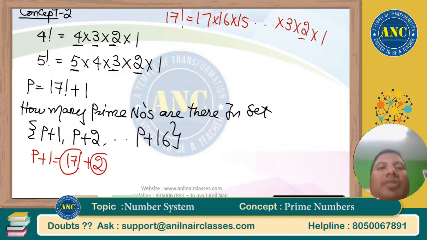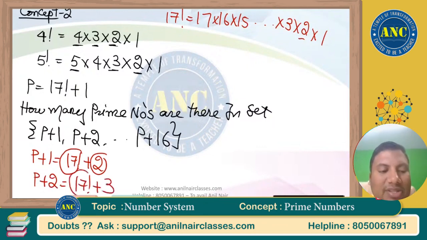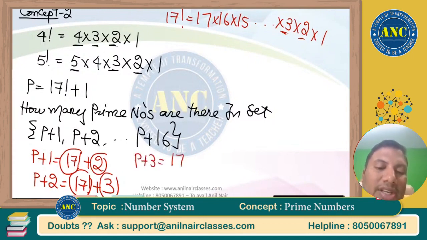2 is also divisible by 2. That means the answer is divisible by 2. P plus 2, which is 17 factorial plus 3, is divisible by 3. The answer is divisible by 3 because 17 factorial contains 3. P plus 3 is nothing but 17 factorial plus 1 plus 3, which is 4.